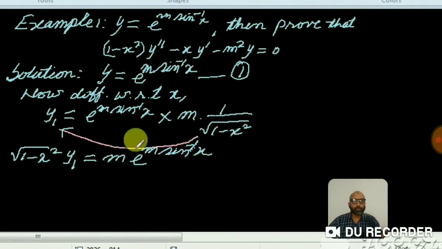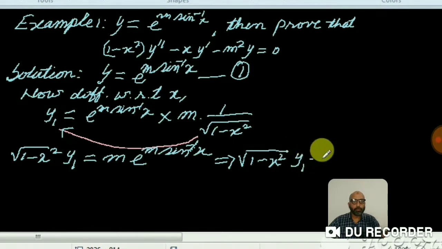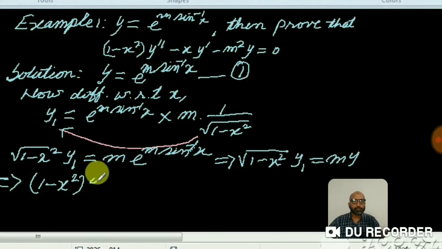Now this is equal to y, so we have to replace it here by y. So it becomes under root 1 minus x square y1 is equal to my. Now squaring both sides, we get (1 minus x square) within bracket y1 square is equal to m square y square.